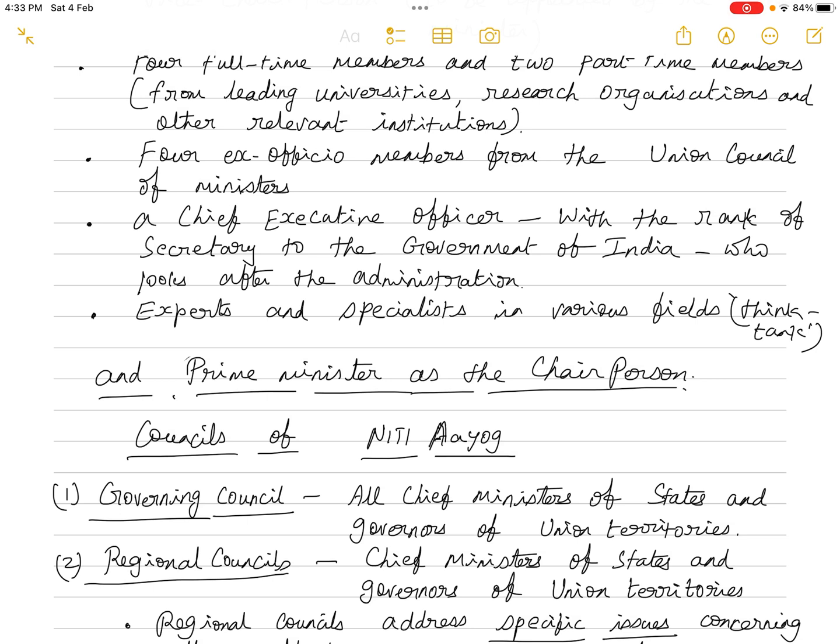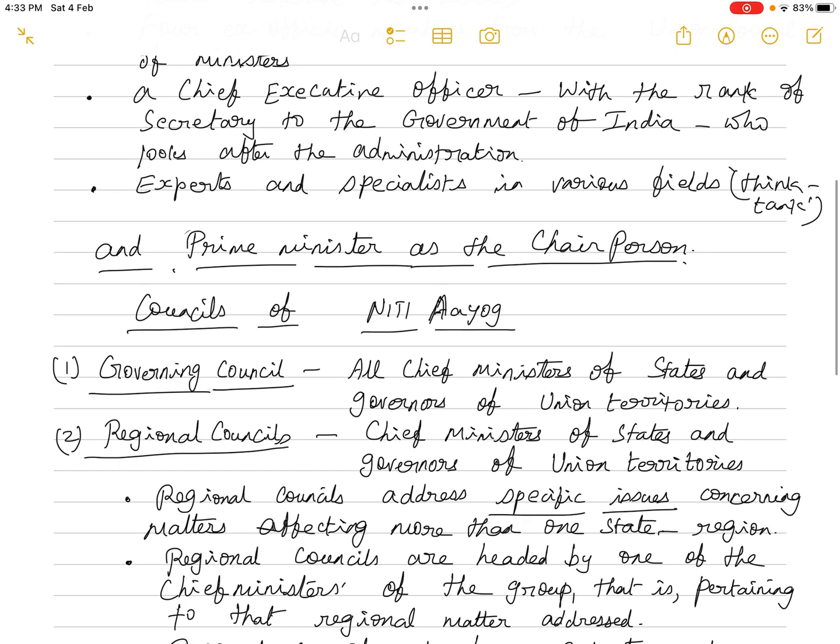Even in the Planning Commission, the Prime Minister automatically became the chairman. Same thing in NITI Aayog, the Prime Minister is the chairperson. Okay, and there are 2 councils in NITI Aayog. One is the Governing Council. In this Governing Council, all the chief ministers of the states and governors of union territories like Puducherry are members.